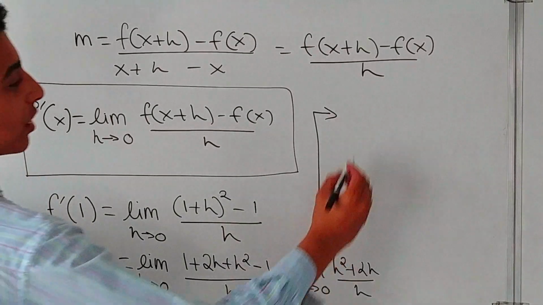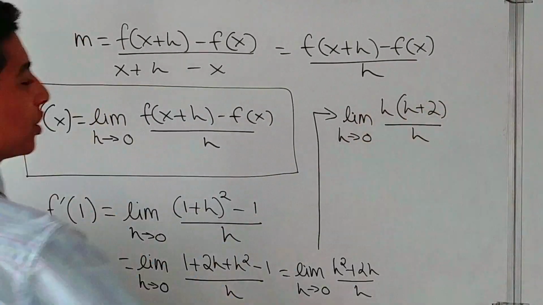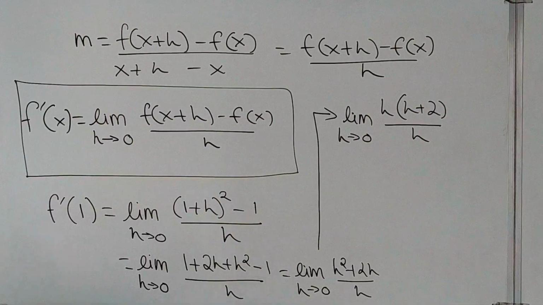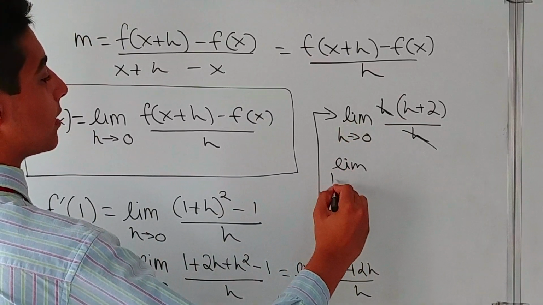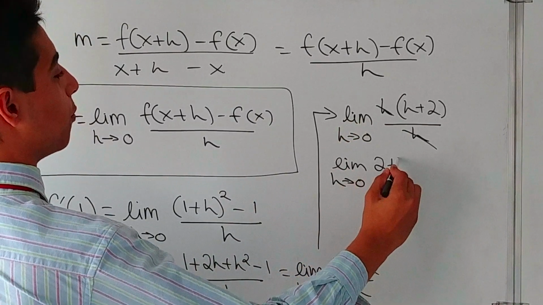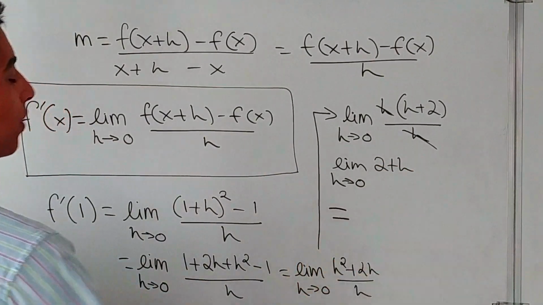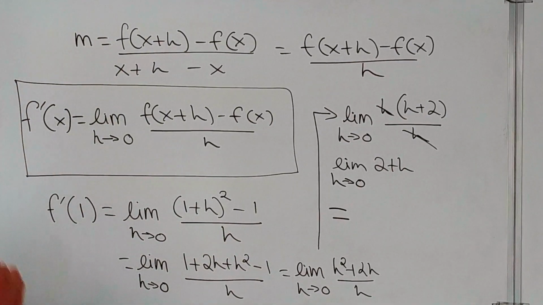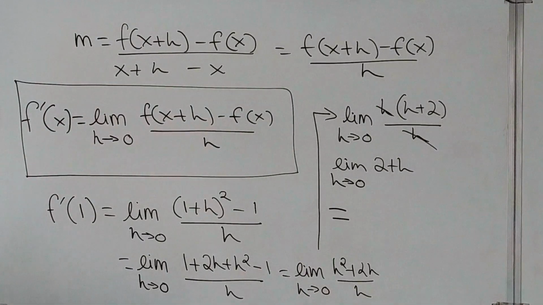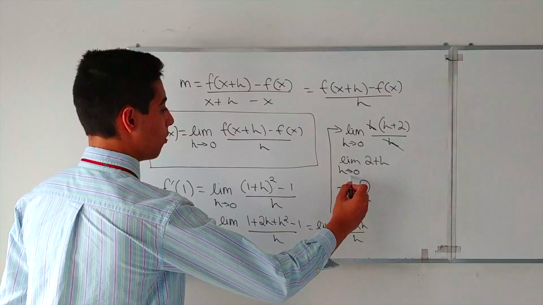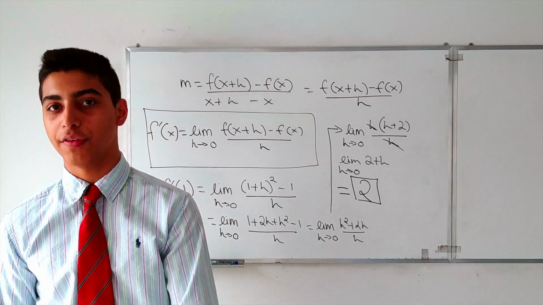We can factor out the h and we can finally say the limit as h approaches 0 of h plus 2 divided by h. Cancel the h's out and we get the limit as h approaches 0 of 2 plus h. When h equals 0, we get the slope, or the f prime of 1, the derivative of y equals x squared at x equals 1 equals 2. We can even find a general expression for the derivative of a graph.